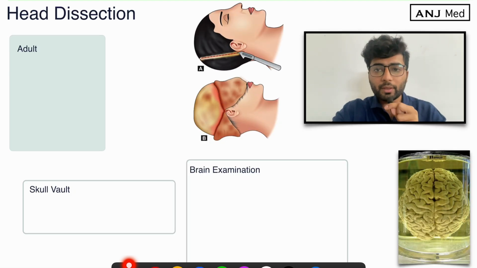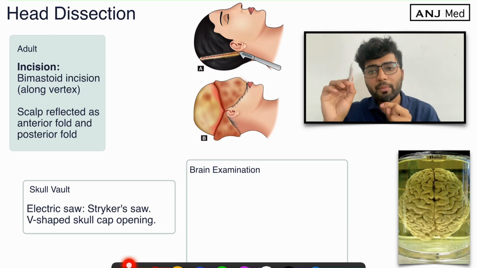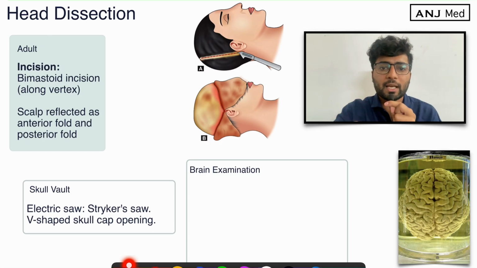Now head dissection. First of all, the skin incision. Which is the skin incision? It is a bi-mastoid incision. Starting from this mastoid process to the opposite mastoid process, we make a bi-mastoid incision, and the scalp is reflected as an anterior and a posterior fold. This is the anterior fold and this is the posterior fold.